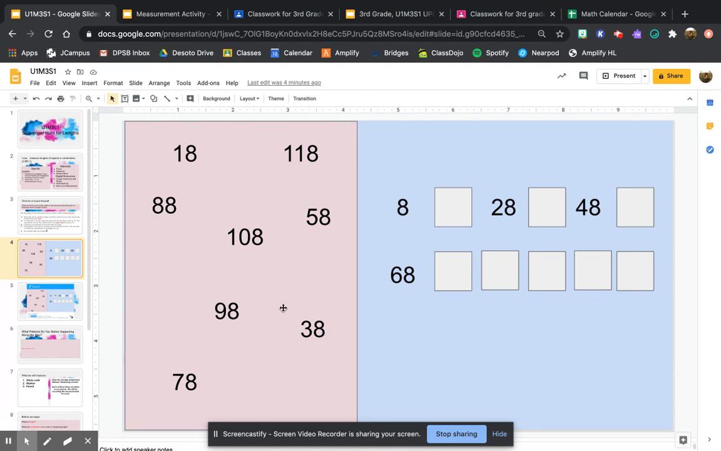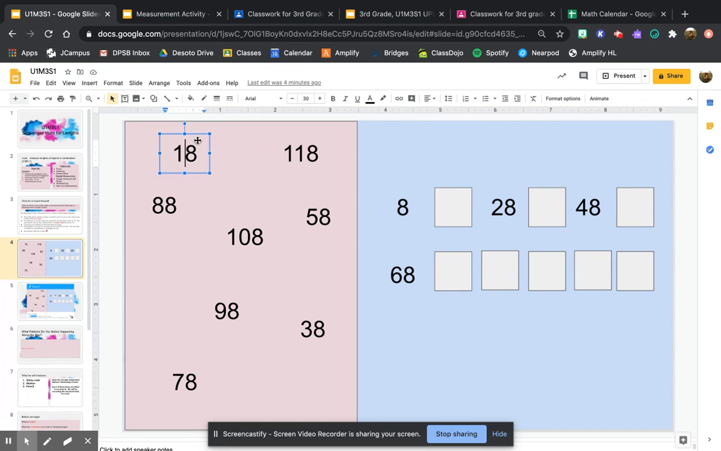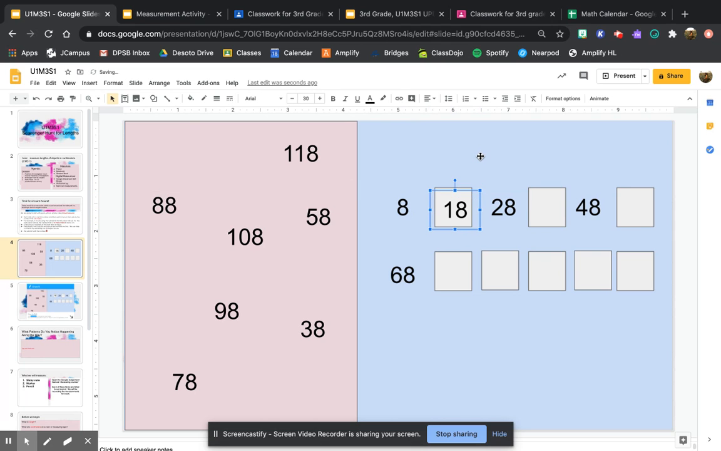We have our number bank right here. 10 more than 8. I could also think about what 8 plus 10 equals. If you're saying 18, that's correct. What I'm going to do is I'm going to drag mine right here.